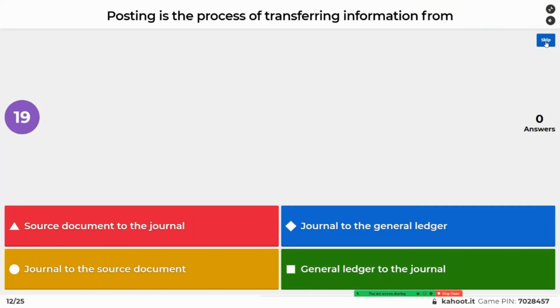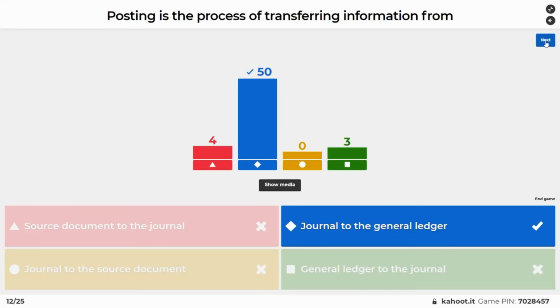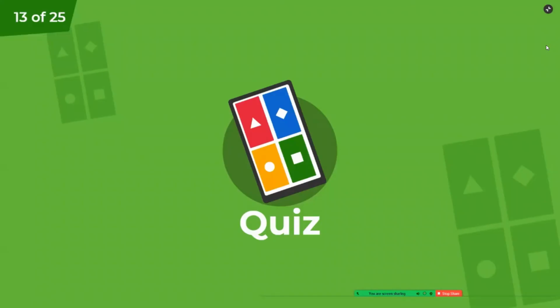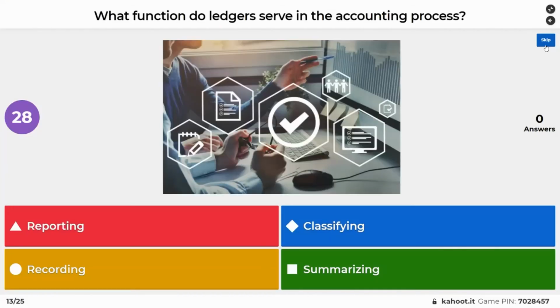Posting is the process of transferring information from Okay, so posting is simply transferring the entries, no, from your journal to the general ledger. No? So, what function do ledgers serve in the accounting process?